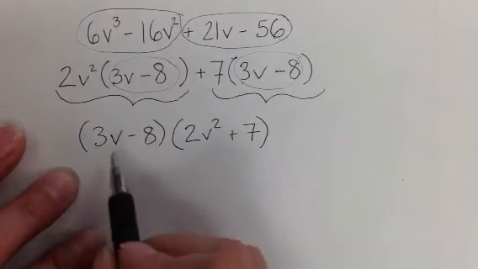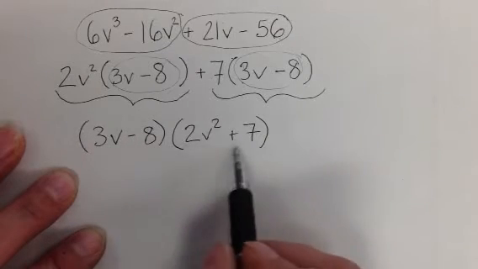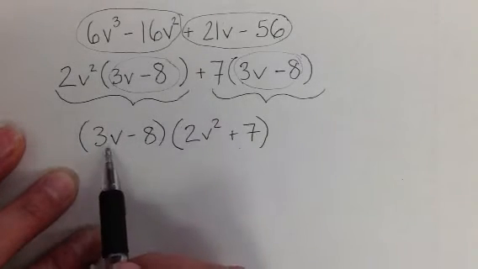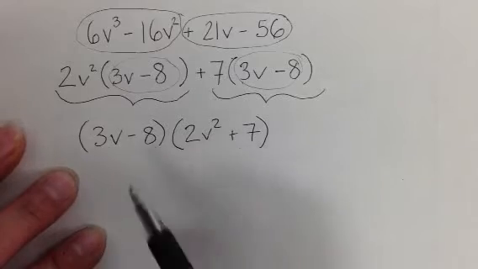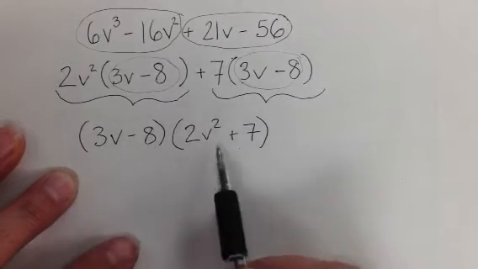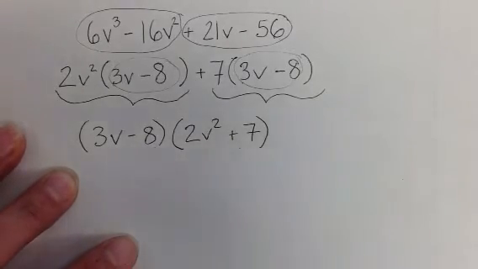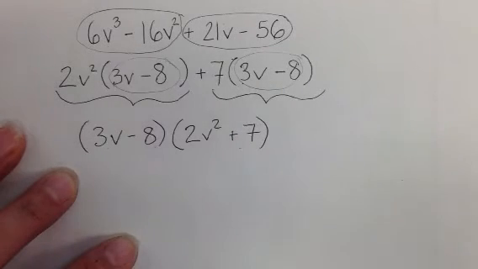Now I also want to check, can I factor either one of these any further? Well, here I can't. 3 and 8, there's no common factor. There's no variable in this one. Here I can't. Okay, there is a binomial that could be factored, a special case. We have not looked at those yet, but neither one of these is one of those.